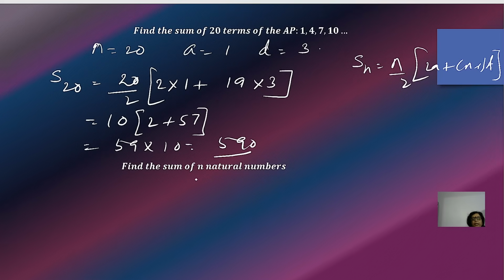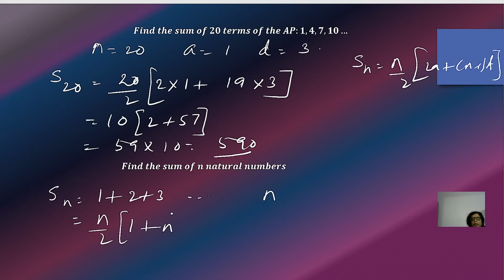Next question is find the sum of n natural numbers. Now natural numbers, we know, begin with 1. So this becomes 1 plus 2 plus 3 and it goes till n. So we can take the help of the second formula and write it as n by 2. First term is 1 and the last term is n. So this becomes n into n plus 1 by 2. So sum of n natural numbers is n into n plus 1 by 2. Of course, you can get it with the first formula also, but this was the shorter approach.